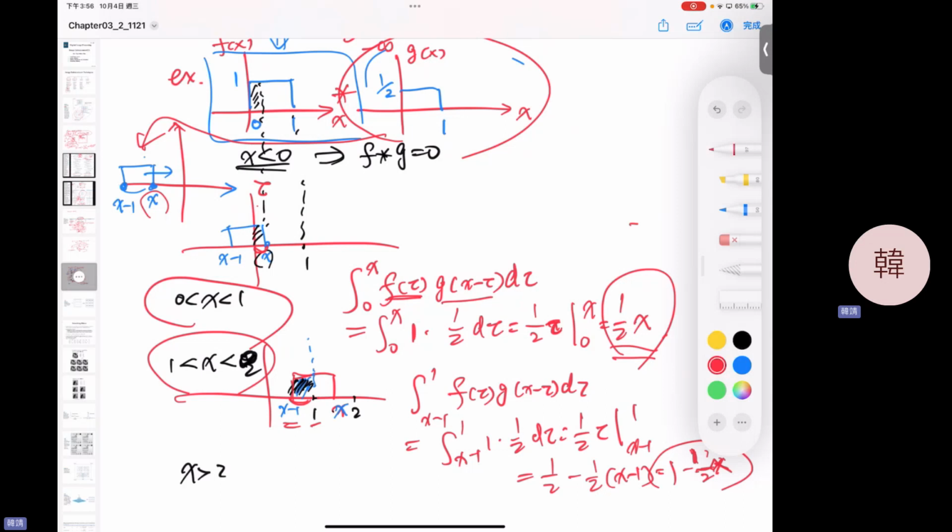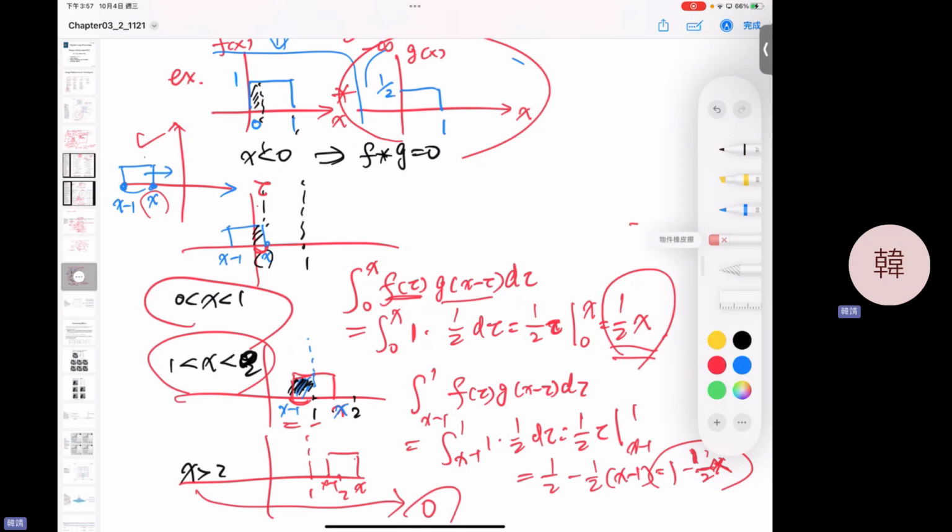So what's the result if x is larger than 2? Here's 1, x larger than 2, which means 2 is here. So x minus 1 means there will be no overlapping with the original signal at all. So the result will be 0. So you can draw this result.